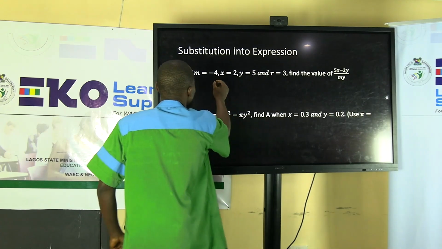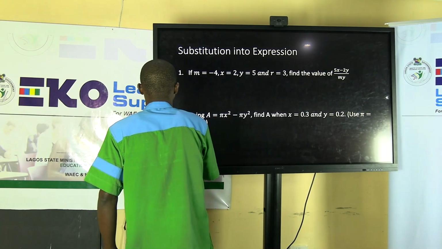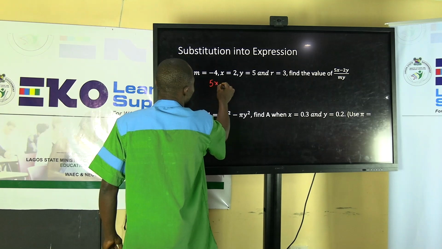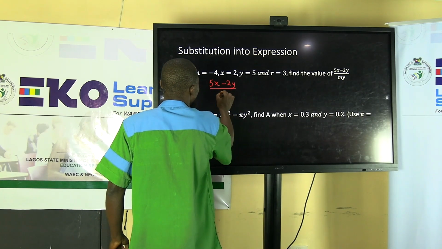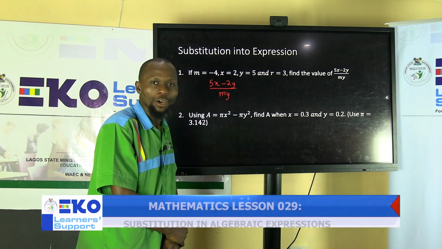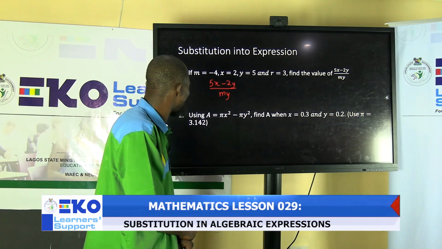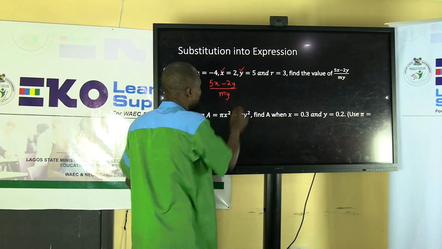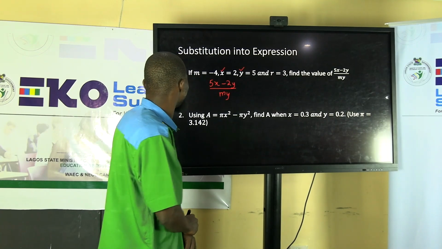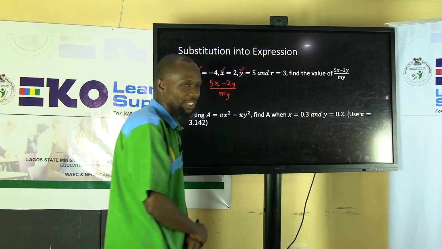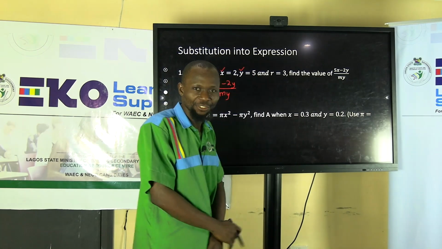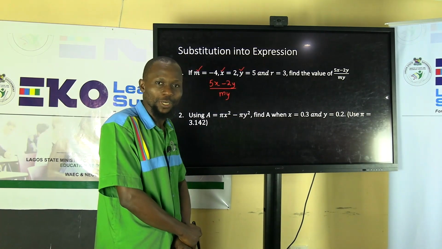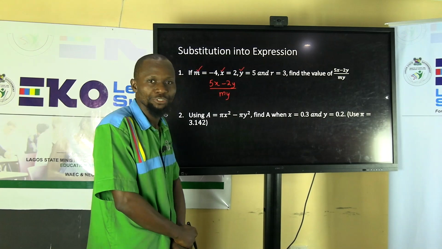So in this case, we have 5x minus 2y over my. Now, let's see. What are those things that we can see there? We can see x there, yes. We can see y. This is y. We can also see m. This is m. And that is y again. Yes, this is just an extra information given there. So from this expression, we don't actually need it. So those needed will be substituted.